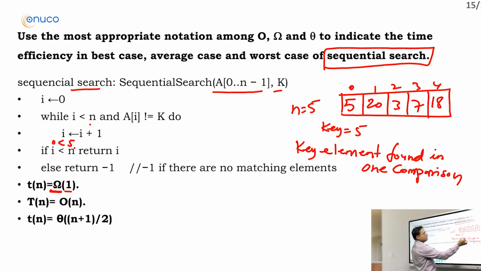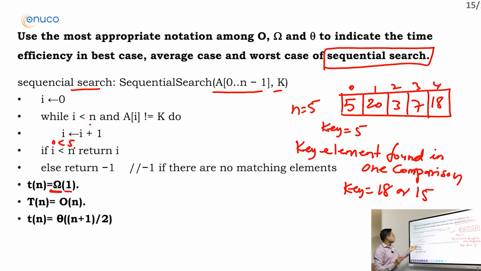Let us say the key element is 18, or any other value which is not present in this, say 15. In both cases, what is going to be the time complexity? Again, you start from the beginning. I is equal to 0. Is 0 less than 5? Yes. A of 0 is 5. Is 5 equal to 18? No. In that case, this is true. Both are true, hence the AND operator gives 1. 1 and 1 is 1. So, I is equal to I plus 1.